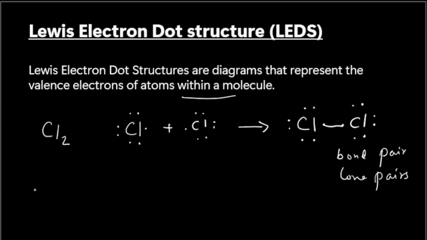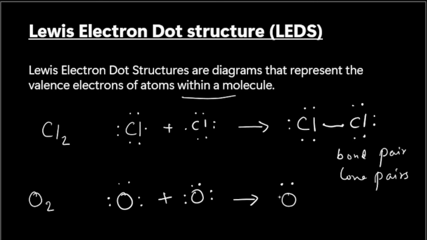Now let us try to draw one more Lewis structure, for the oxygen molecule. An oxygen molecule is formed from 2 oxygen atoms with 6 valence electrons. So we can draw the Lewis symbol for an oxygen atom like this. So 2 oxygen atoms with 6 valence electrons share 2 pairs of electrons between them and form a double bond between the 2 oxygen atoms.